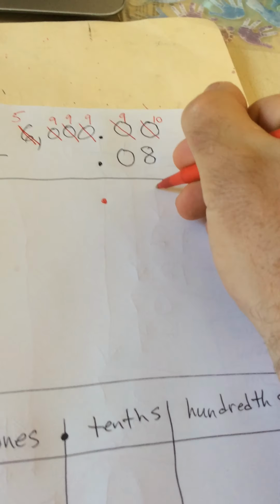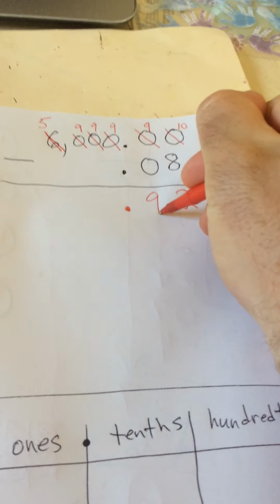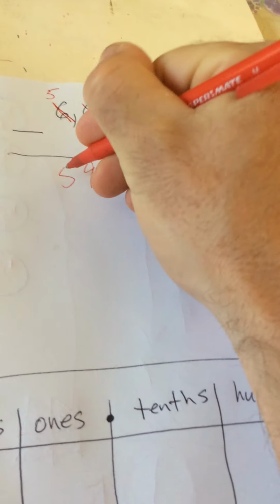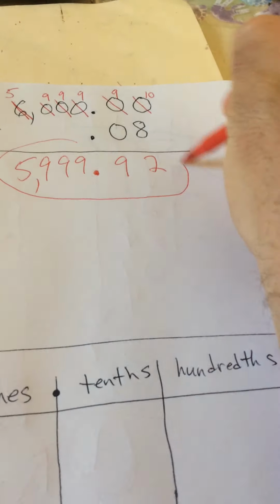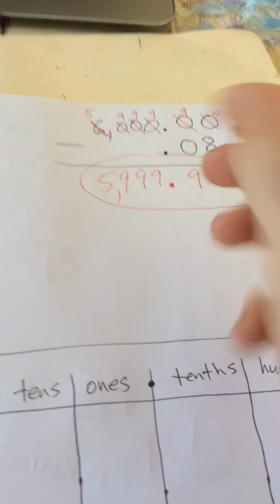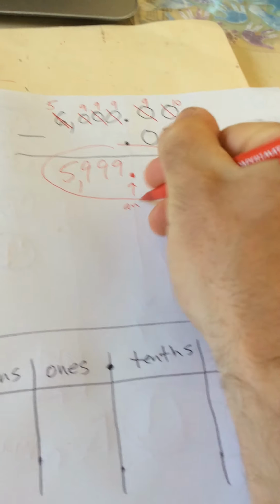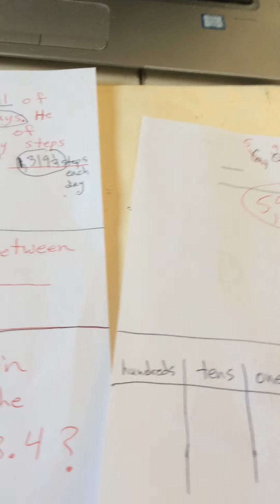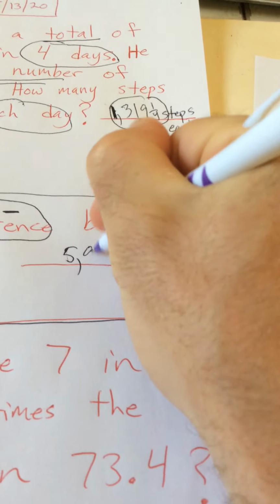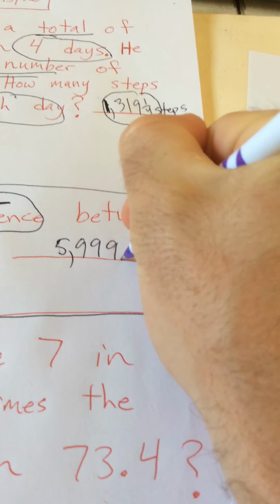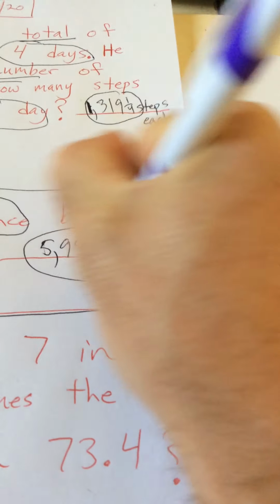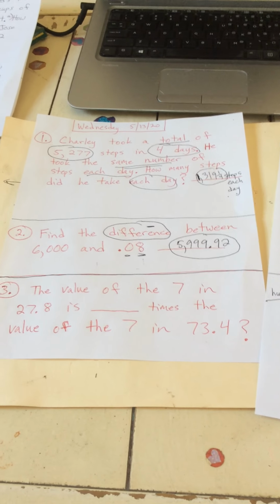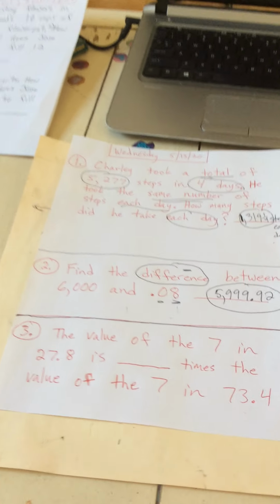Okay, now we have 10 minus 8 hundredths is 2. 9 minus 0 is 9. Go on the other side of the decimal point. 9, 9, 9, and 5. So the answer is 5,999 and, we say and when we get to the decimal point, 92 hundredths, because it lands in the hundredths place. Okay, so I'm going to carefully write that here. 5,999 and 92 hundredths is the answer to number 2, the difference between 6,000 and 0.08, or 8 hundredths.